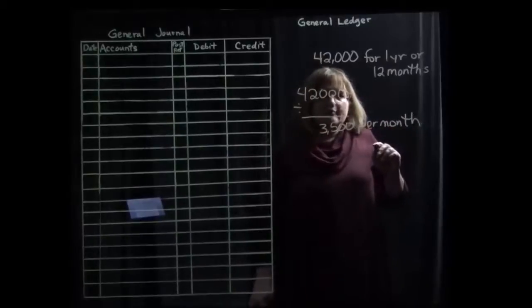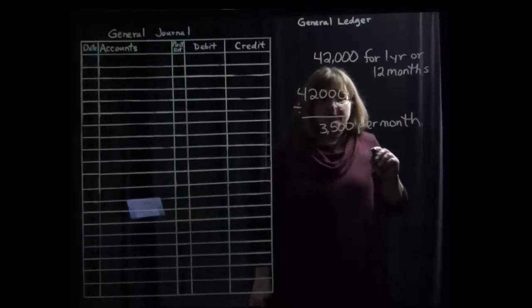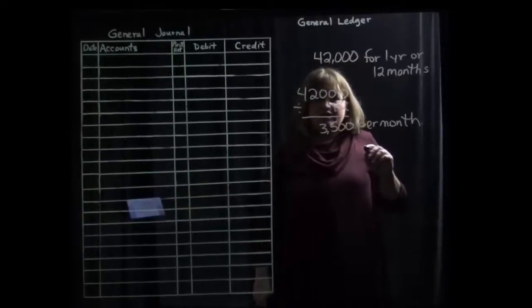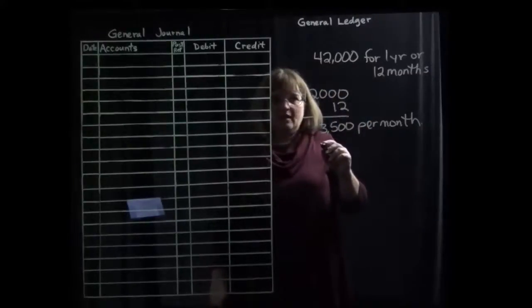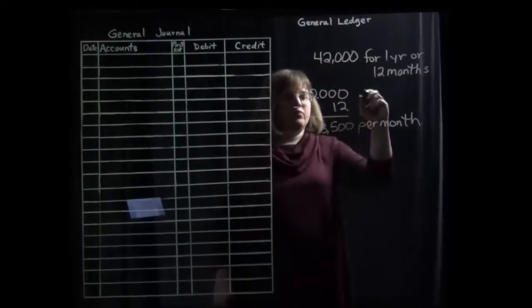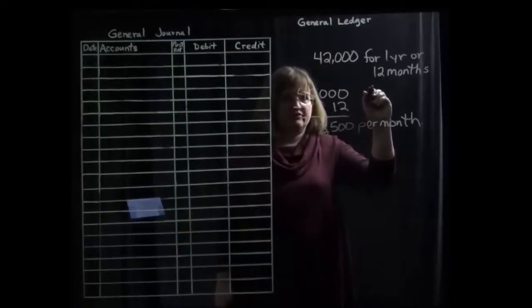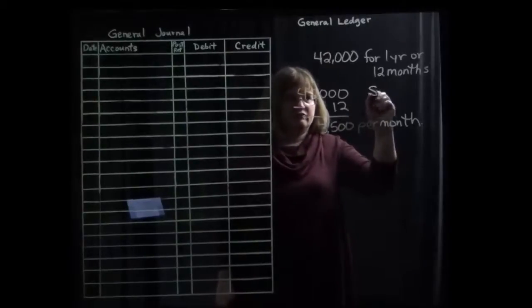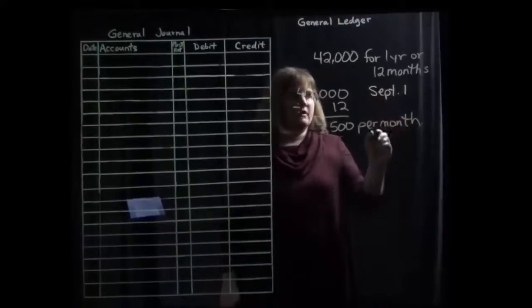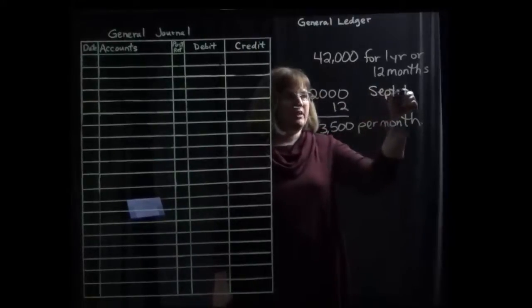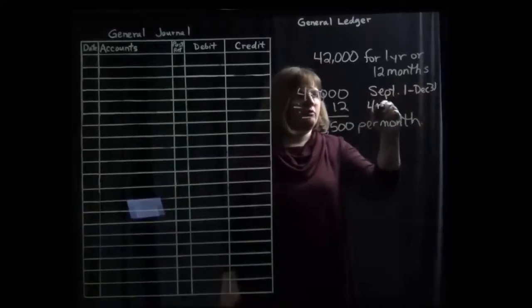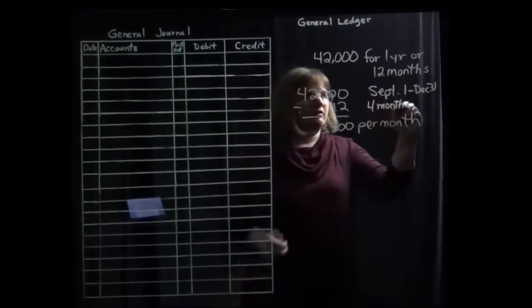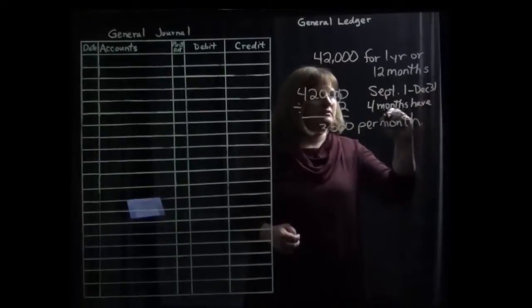It says that Beetle Blue makes annual financial statements on December 31st of each year, and so we want to know what adjusting entry we should make on December 31st of this year. It also tells us that they purchased this insurance policy on September 1st. And so that means from September 1st to December 31st, 4 months have passed.